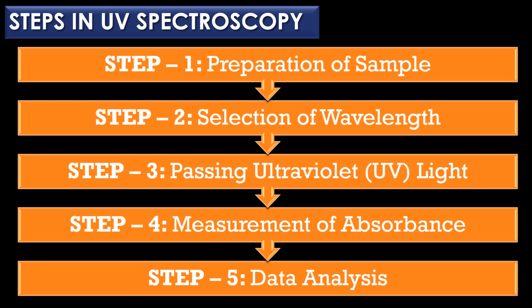The fourth step is measurement of absorbance. The amount of UV light absorbed by the sample at different wavelengths is recorded. This produces an absorption spectrum, showing absorbance or transmittance versus wavelength. Finally, step 5 is data analysis. From the absorption spectrum, the wavelength corresponding to maximum absorption is identified. Using Beer-Lambert's law, the concentration of the sample can be calculated if the molar absorptivity is known.